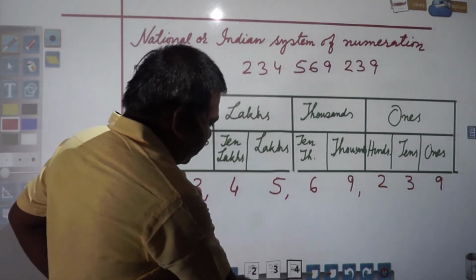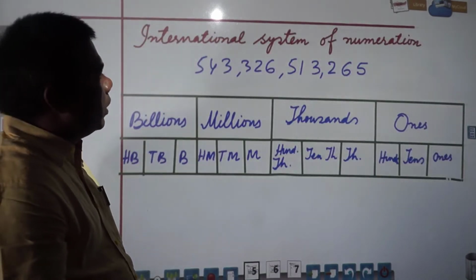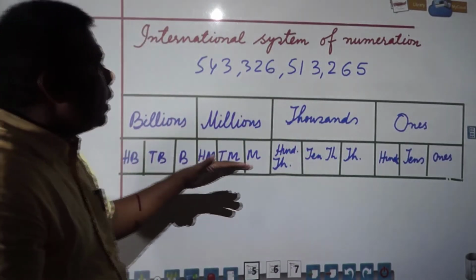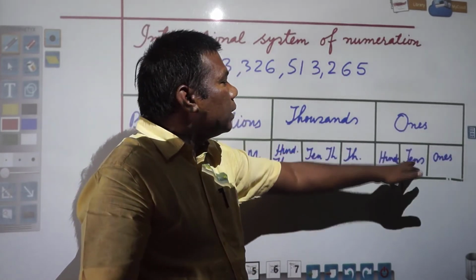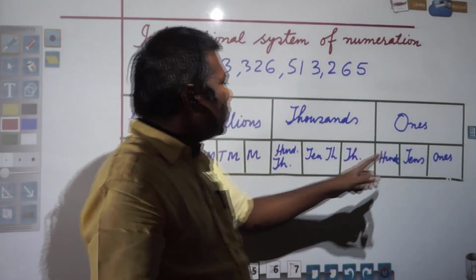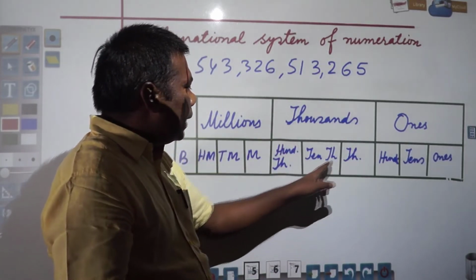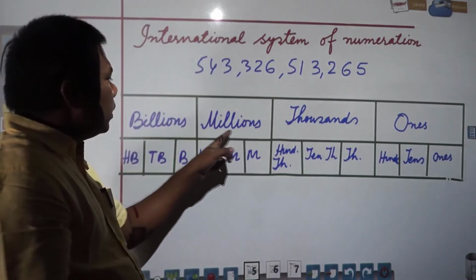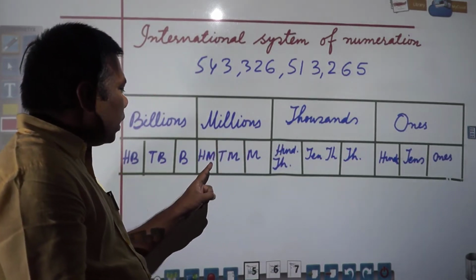Next you see the international system of numeration. So here I have taken one example, you see. So here what difference is there? Ones period in Indian and international both are same. Ones, tens, hundreds. There also we had ones, tens and hundreds. In thousands period they have 1,000, 10,000 and 100,000. So 3 digits they take. Then after thousands they have millions. So this is million, 10 million and 100 million.